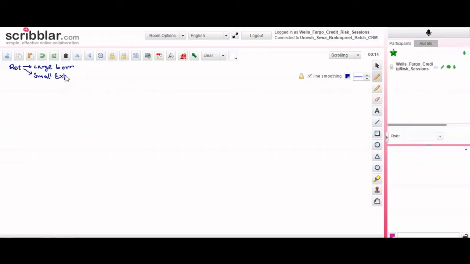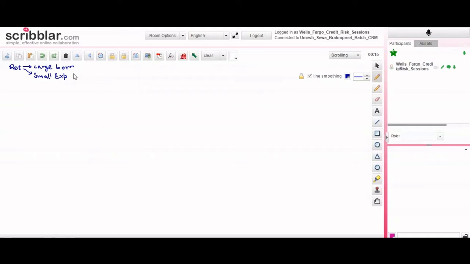Now, when I say a very small exposure, in what terms do I say that it's a very small exposure? So how small is small? So over here, Basel has a cutoff. It says that if your exposure is less than 1 million euro, then your exposure is truly a small exposure.